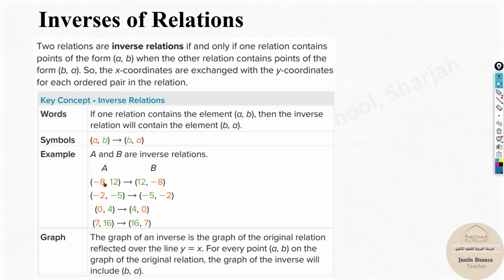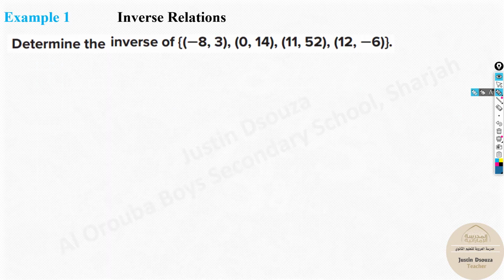So now if you have a coordinate pair minus 8 and 12, it becomes 12 and minus 8. That's the inverse. That's it. And when we graph, you'll get the graph of the inverse. Let's look at a problem. You'll understand how easy it is.